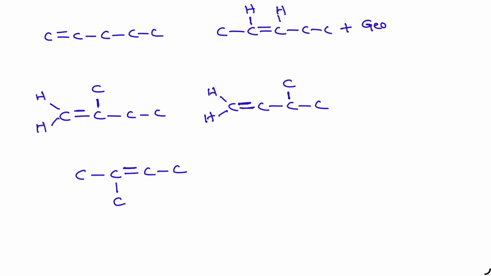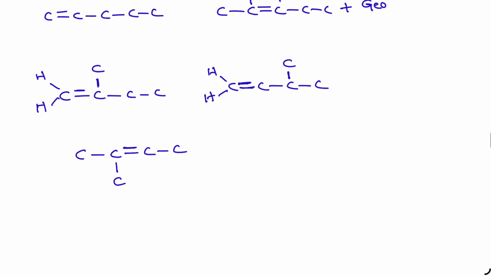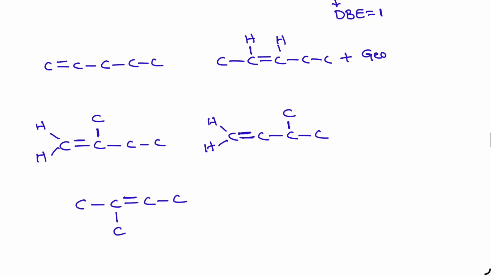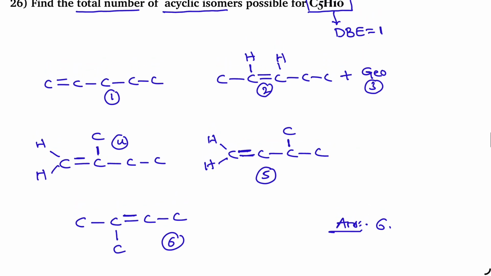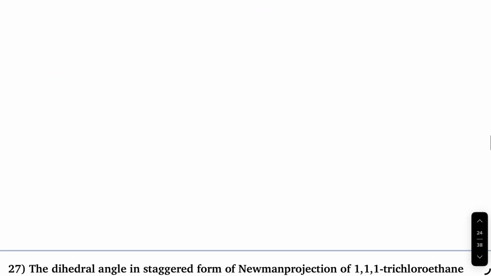Chiral centers also we have to check. Of course, there is no chiral center. Even in the next example, you can see here, this is methyl group, this is methyl group, there is no geometrical center. So totally 1, 2, 3, 4, 5 and 6. So I am getting totally 6 isomers. Chiral carbons are also absent. Here the question is only acyclic isomers. Total acyclic isomers, answer must be 6.